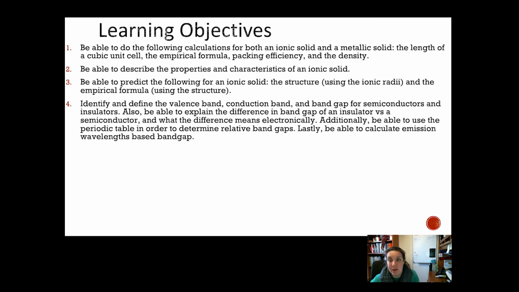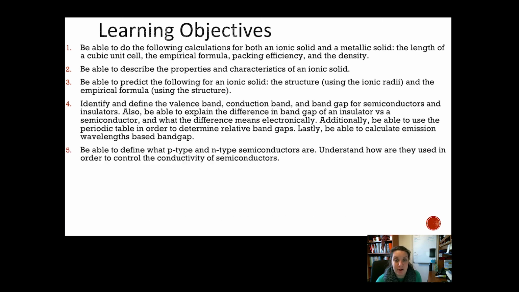We also will be using our periodic table to determine relative band gaps and calculate wavelengths based on band gaps as our last thing within that. We'll be looking at P and N-type semiconductors, so we're going to take our intrinsic semiconductors, which are semiconductors that are just natural, and then we're going to add additional elements or substances within those semiconductors to make extrinsic semiconductors with different properties. So we want to see how we can make those different semiconductors and what that means.